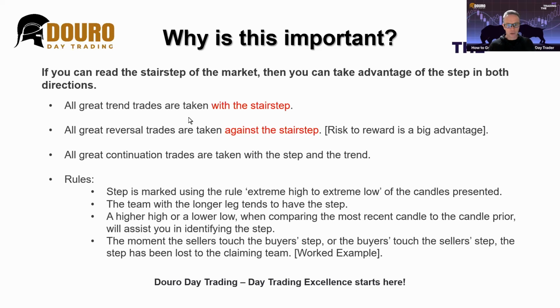A higher high or a lower low when comparing the most recent candle to the candle before is how you identify the step. And finally, guys, the moment the sellers touch the buyer's step, which is that B point we were talking about, or vice versa, the moment that occurs, the other team basically grabs the step. So remember that ABC pattern up, the moment the sellers come down and touch that B point, the buyers have lost control of the market and the sellers will normally tank in and have an absolute ball, guys, and vice versa.